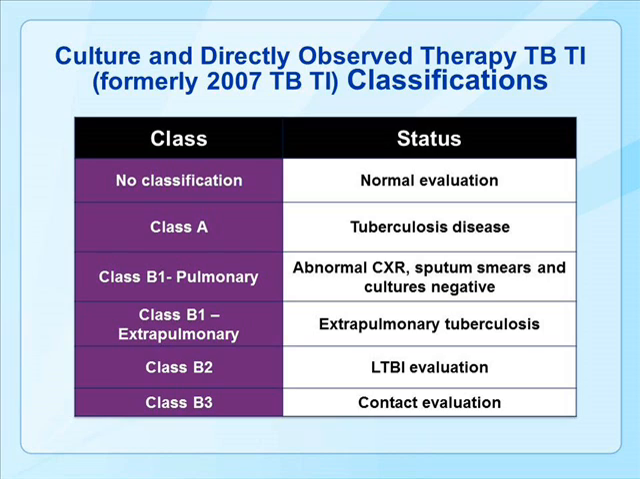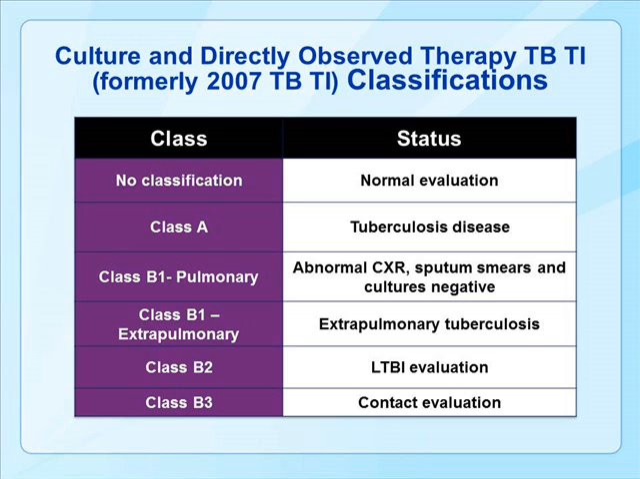So if a patient had a negative tuberculin skin test or a normal chest X-ray and those greater than or equal to 15, they'd have basically no classification. If they are found to have TB disease, they're considered class A. If they had an abnormal chest X-ray with sputum smears and cultures negative, they'd be considered class B1 pulmonary, still need to be followed up on arrival.